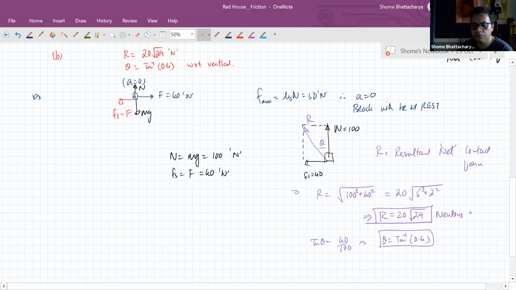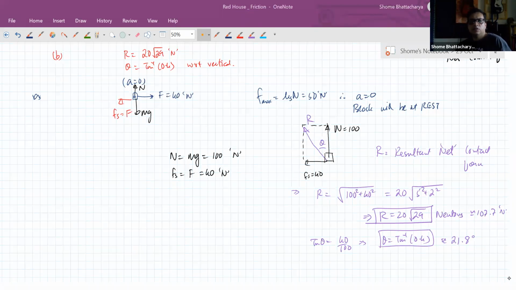Okay. So this will be, by the way, approximately 107.7 newtons and tan inverse 0.4. Though actually we don't need the values like this. It is enough to give it in square root form. But just for your reference, this is about 21.8 degrees. So now I hope all of you understood why the answer is going to be the same in the second case.